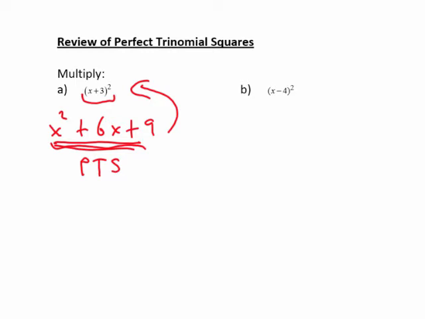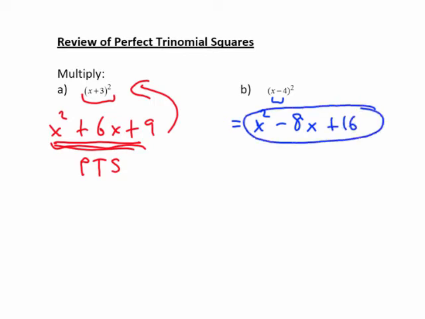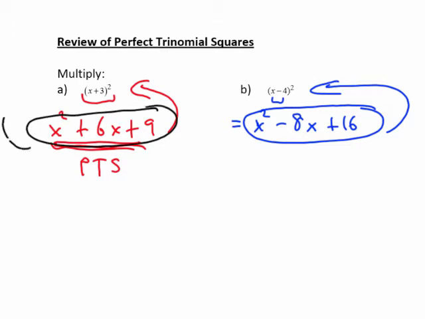Alright, x minus 4 squared is a binomial squared, and if I work it out, if I expand it out, square the first term, x squared, multiply the two terms, negative 4, double that to be negative 8, and then square the negative 4 to get 16. And that's my perfect trinomial square. It factors back into that. Now what we're going to want to be able to do is to recognize a perfect trinomial square so that we can turn it back into a binomial squared.